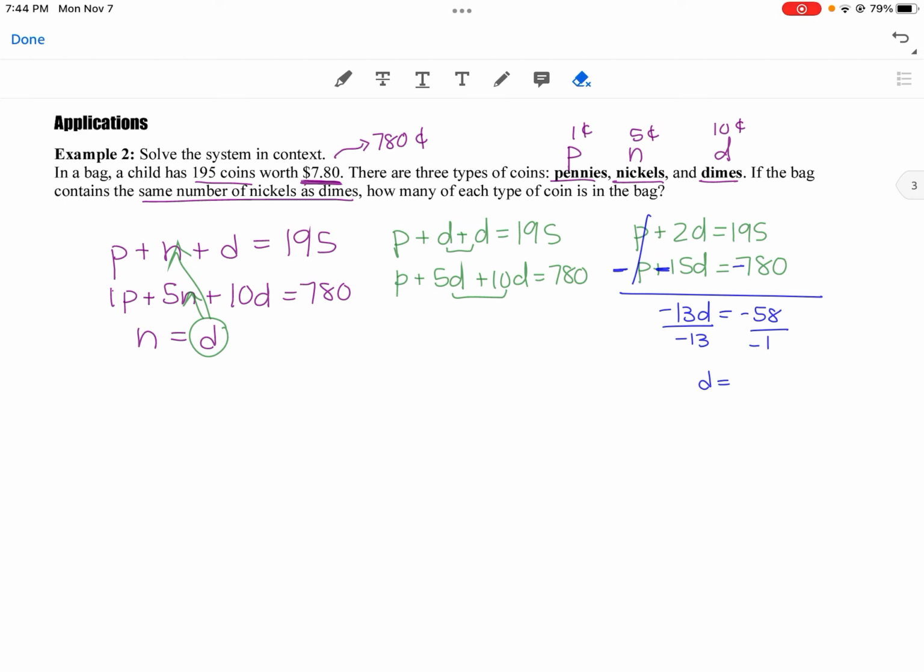585 divided by 13. My apologies. Let's try that again. We get D is 45.